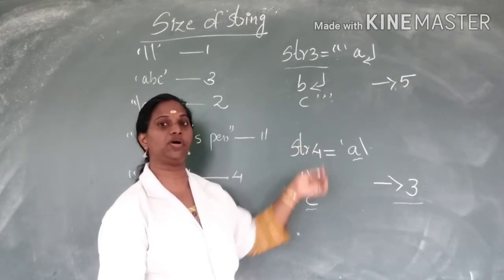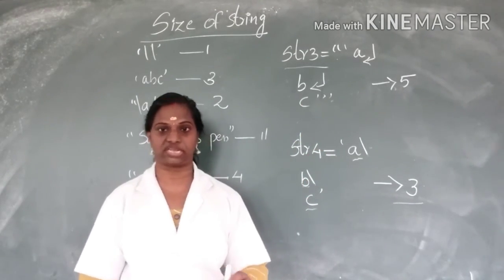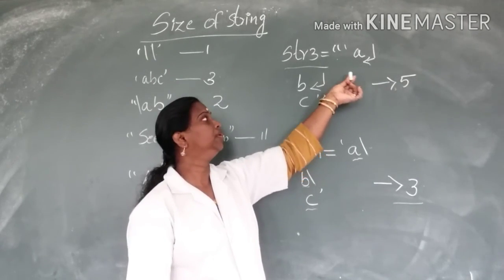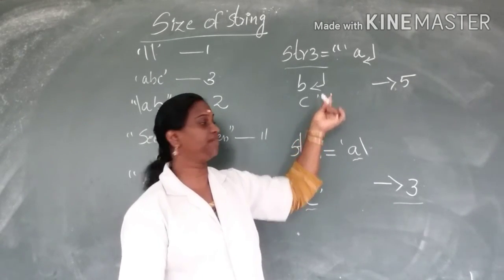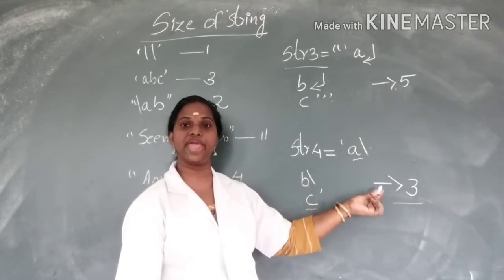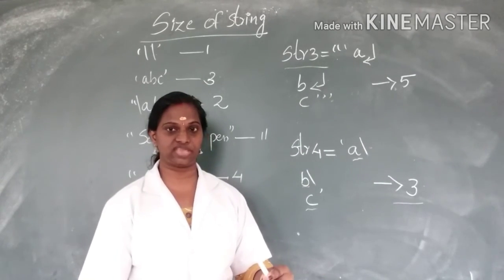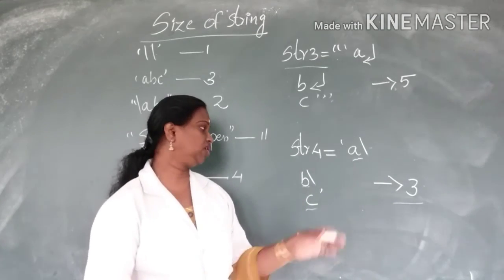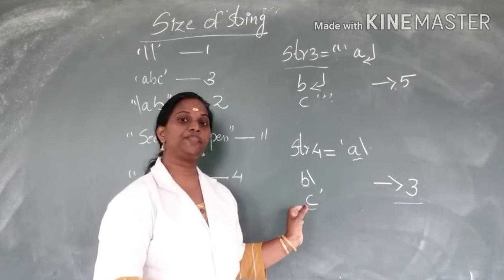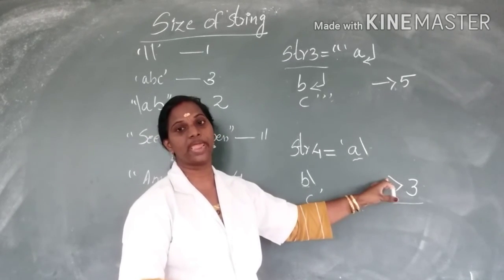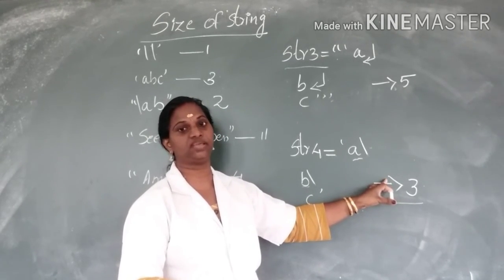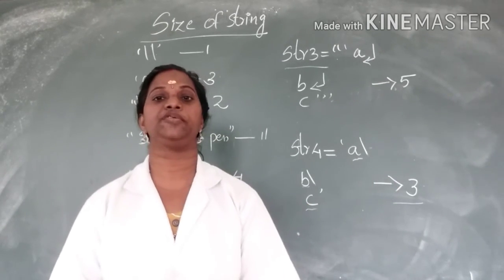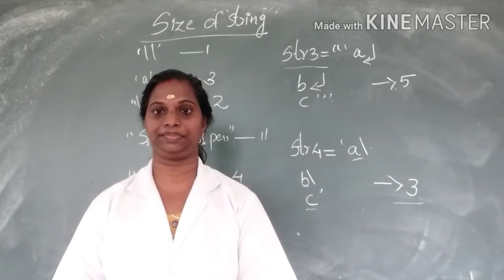Clear? Both examples are for multi-line strings. But here we use the enter key, so it will be taken as 1 character. But here we use a backslash. It's an escape sequence character. That's why it won't be taken as a character. So the size of this string is 3. Only a single backslash is given, so it won't be taken as a character. That's why string 4 length is 3.